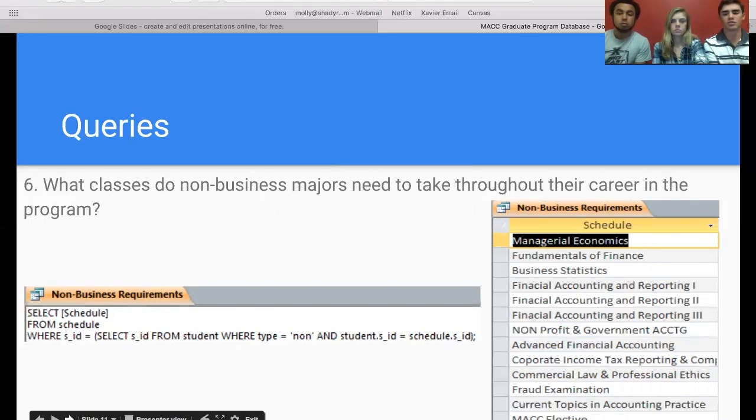This means that a student that graduated with a non-business degree will have to take each and every one of these classes in order to go through the entire process and graduate.